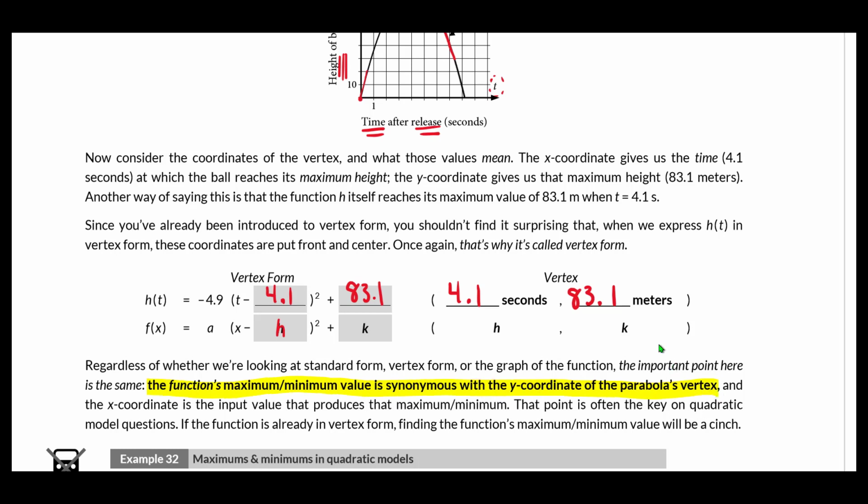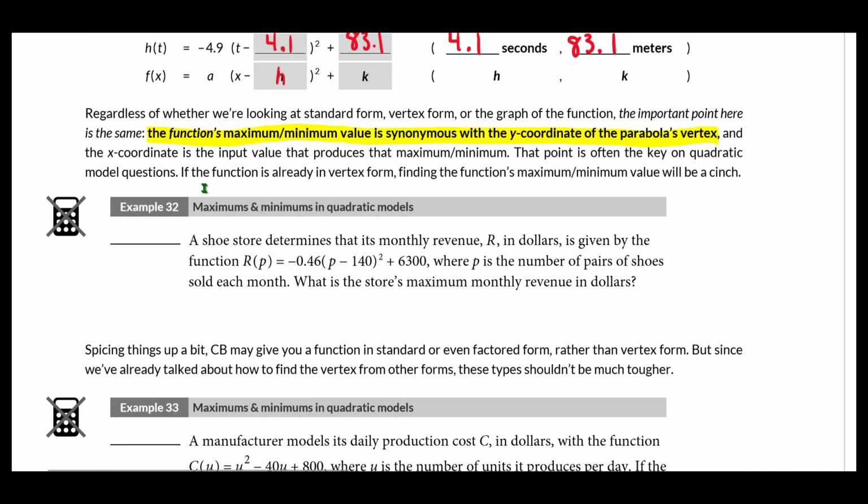That y coordinate at the parabola's vertex is synonymous with the function's maximum or minimum value, in this case the maximum height that the ball reaches. You may see a question like example 32 that asks you to look at a quadratic model and determine what the maximum value of the function is, or even what the x value is that produces the maximum value of the function.